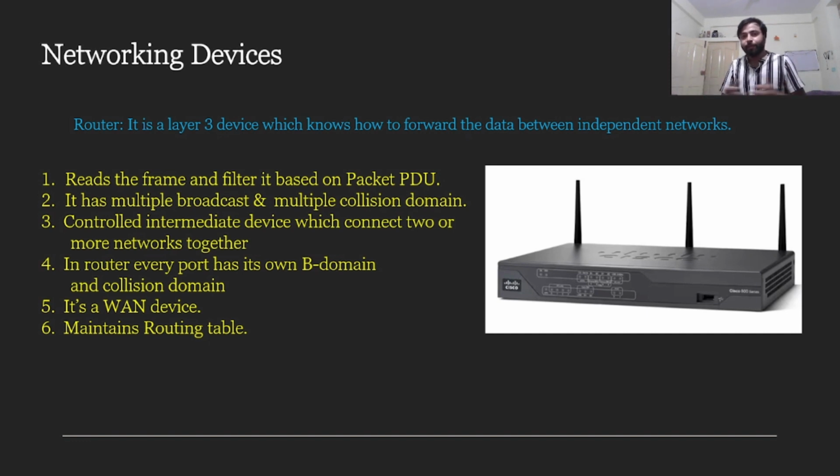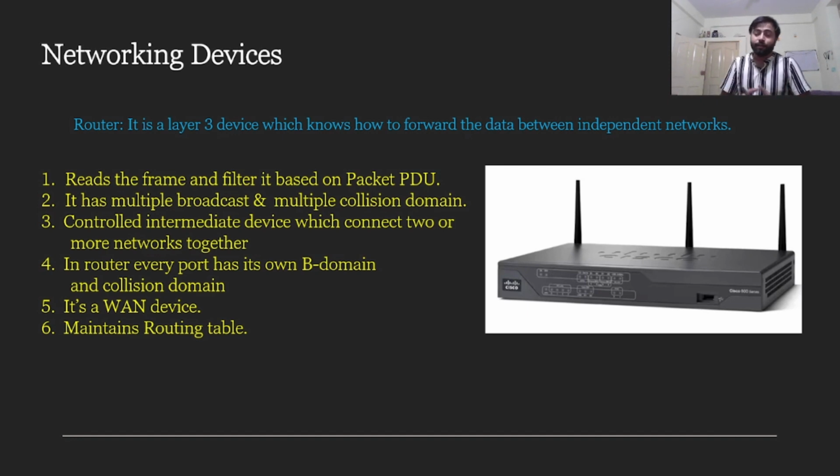And it is a control intermediate device. In a router, every port is assigned some IP address. It does have a routing table in it. It maintains that. And so a router connects different networks together.